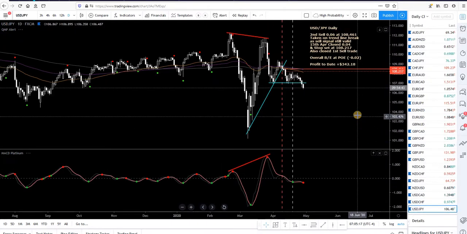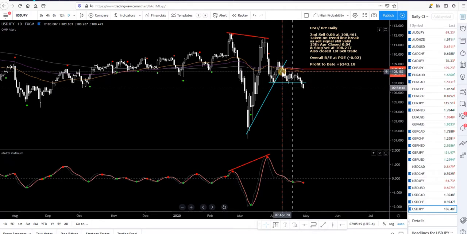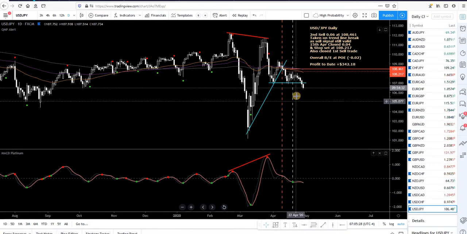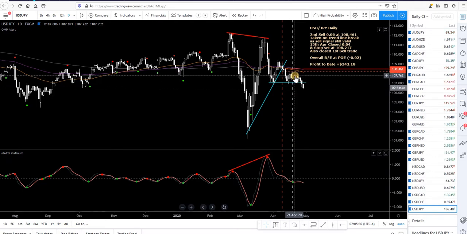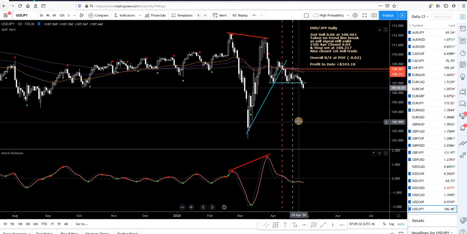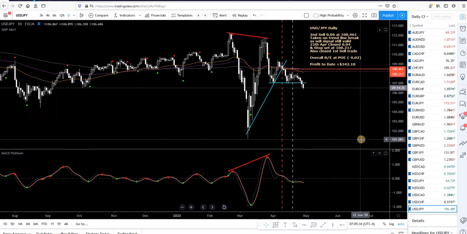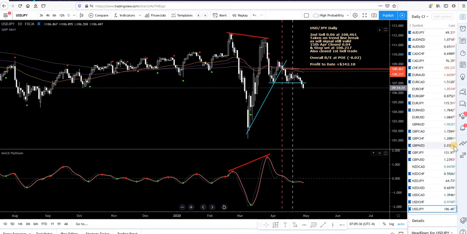USD Japanese yen, sell back here, already closed half and it went through the MACD platinum, went through the zero level. I did get a green dot on the MACD platinum, but no QMP green dot. So it's just a warning. Now it's falling away nicely. All good. So that's it, guys, for the daily charts.